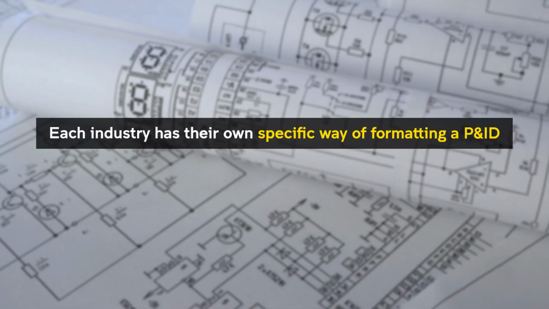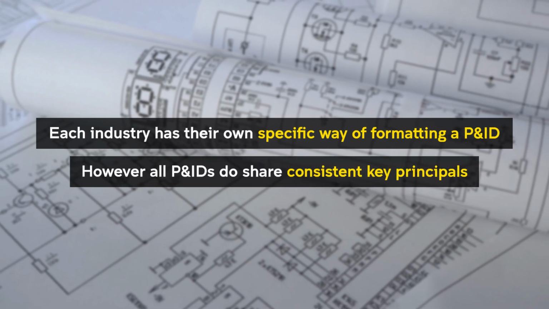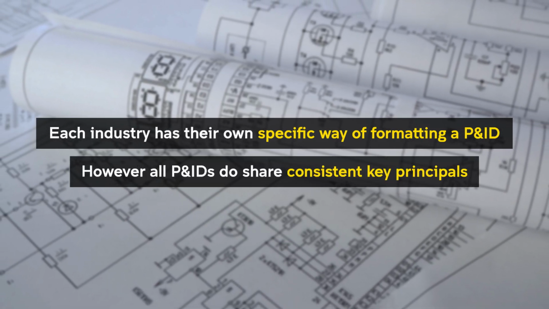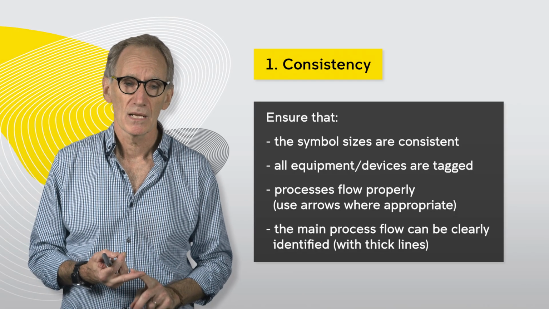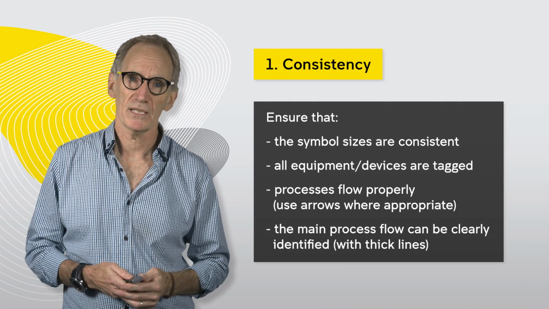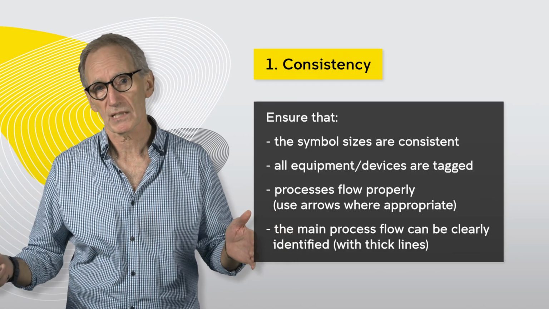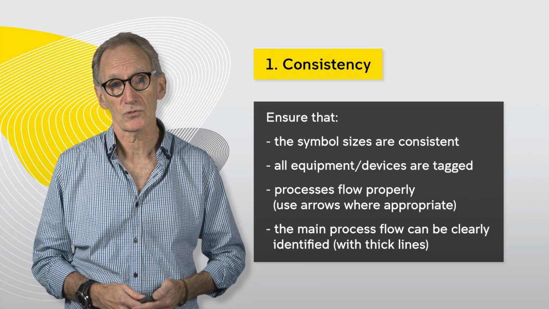They will do them a little bit differently, they look a little bit different, perhaps the symbols are a little bit different, but some of the key principles about how you do a P&ID don't change. Some of those key things are, first of all, consistency. When you look at a set of P&IDs, you want those P&IDs to look consistent from the first drawing to the last. And in many projects you have over 100 P&IDs that you're working to.